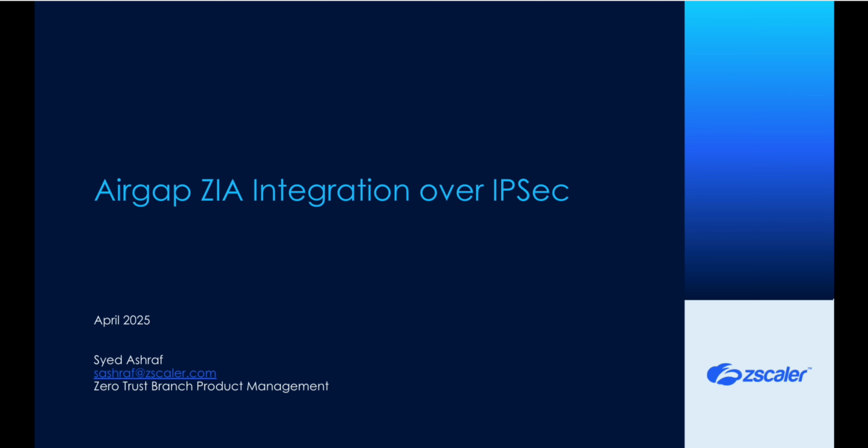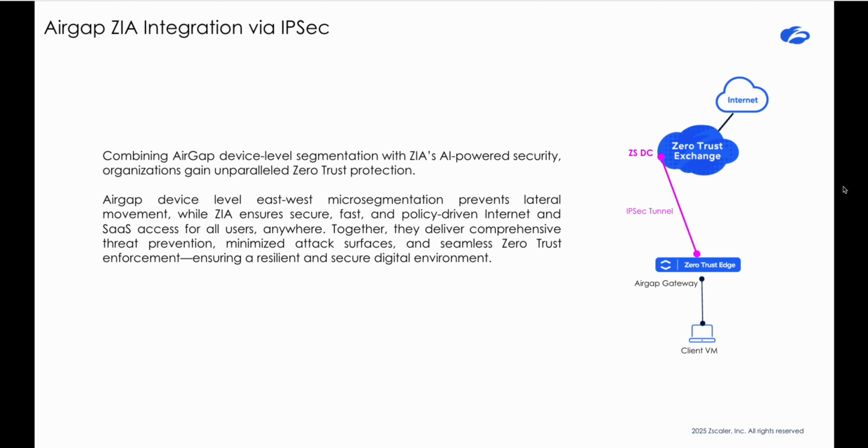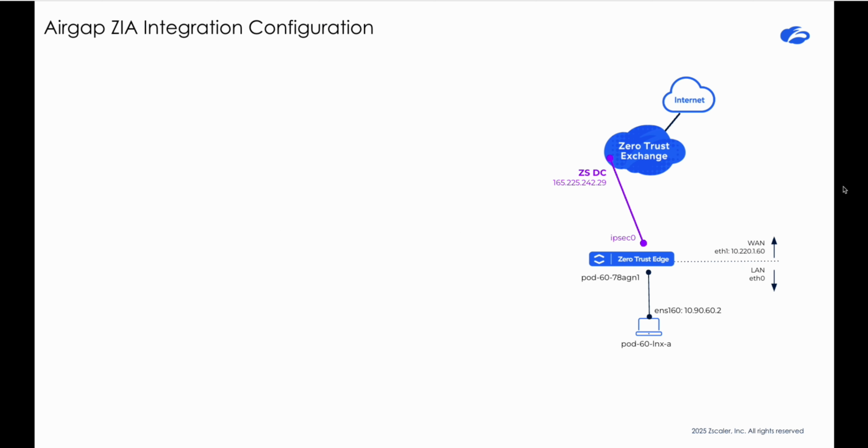Today we'll explore how AirGap device segmentation combined with ZIA AI-powered security over IPsec provides a powerful zero-trust solution. AirGap provides device segmentation to prevent lateral movement by east-west microsegmentation, whereas ZIA secures internet and SaaS access for all users irrespective of where they are. Combining these two solutions, organizations can gain unparalleled zero-trust protection.